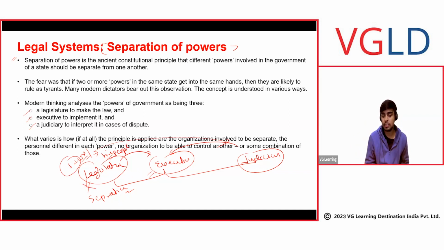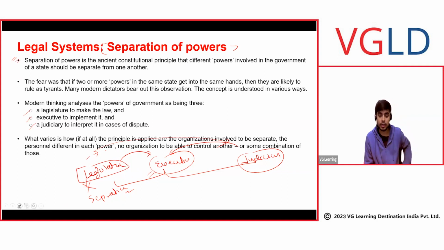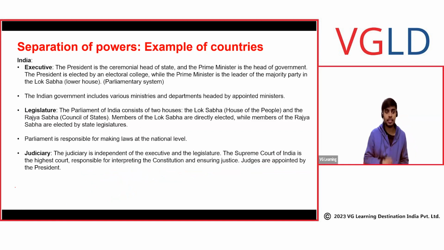So the purpose of this system is to keep a check on each other. This is the main purpose. The separation of power is basically for this legal system. I hope this is clear. Okay, so now let's discuss the country by country cases. Clear now about separation of power?